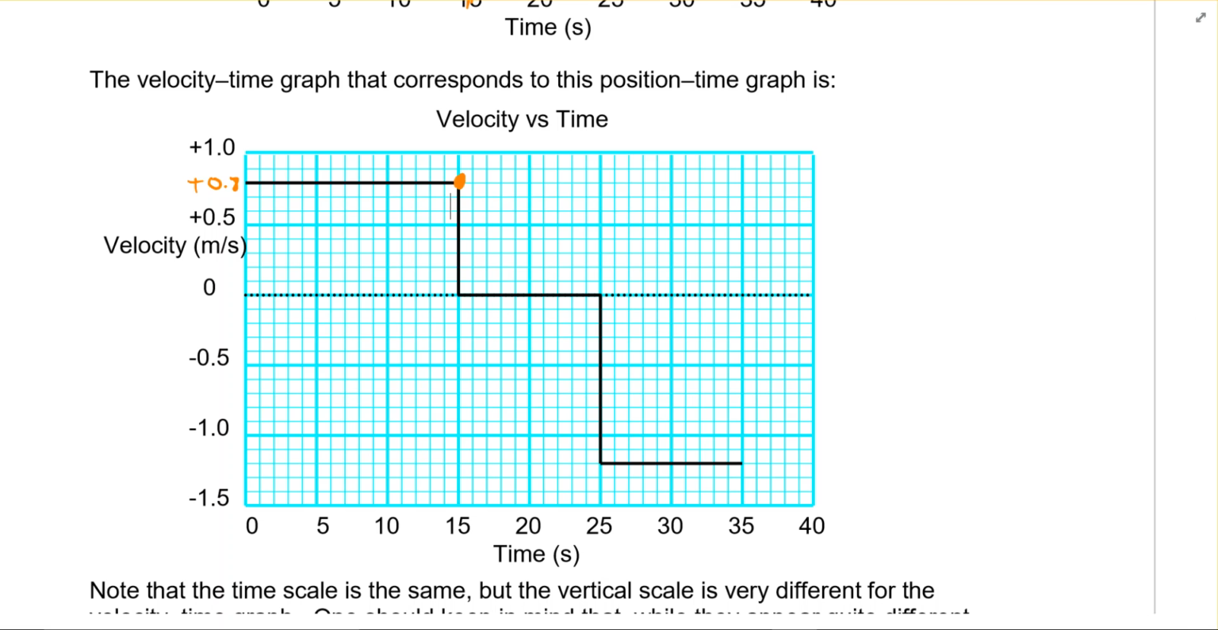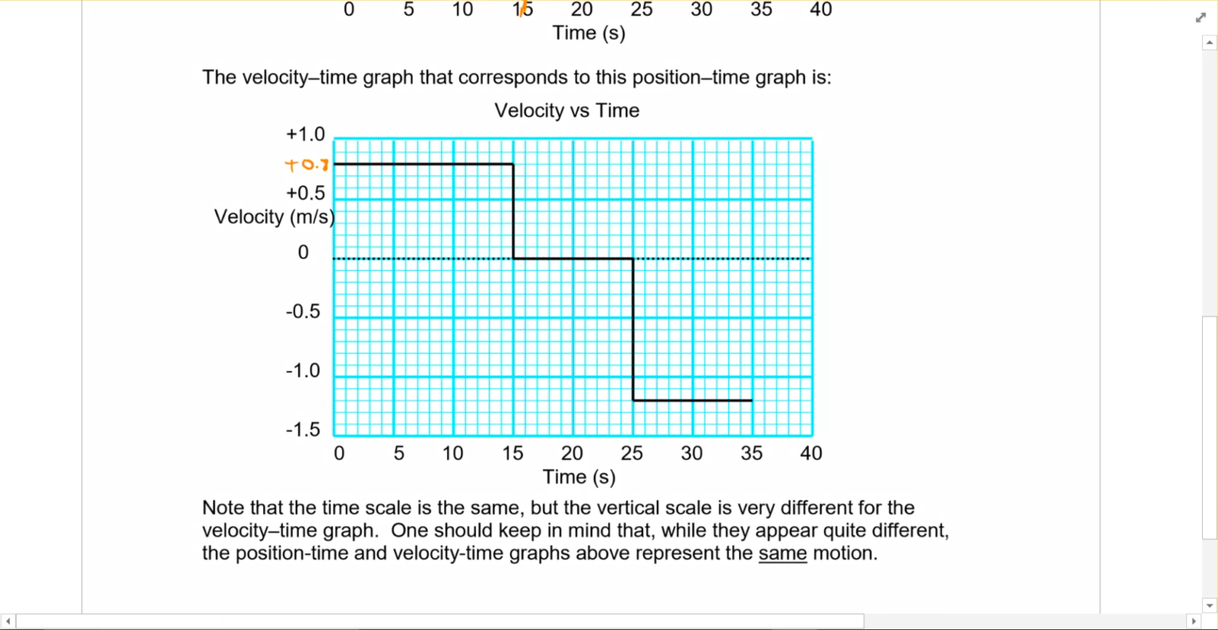In real life, this would probably look more like this, or probably even more than that. You need time to slow down to get to 0. But for our purposes right now, we're just going to pretend that the person went from 0.8 straight to 0, and we just draw that as a straight line down.